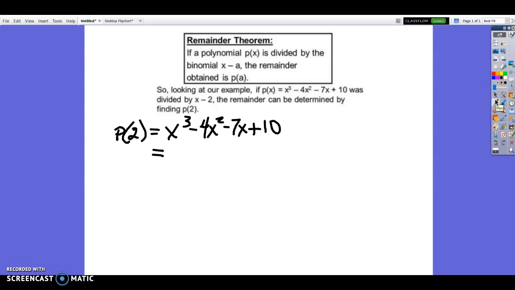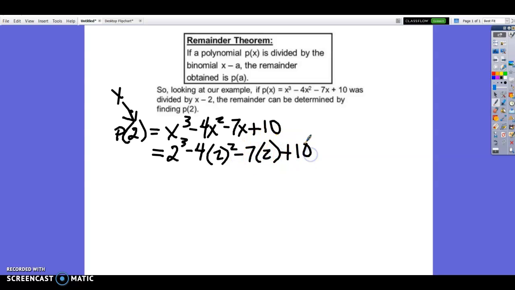All right, so looking at this polynomial and p of 2, remember this is your x value. So p of x or p of 2, all we have to do is substitute 2 in place of x. So I'm going to come over here and say 2 cubed minus 4 times 2 squared minus 7 times 2 plus 10.